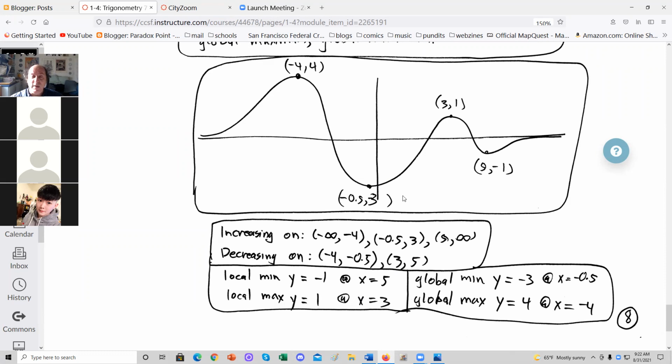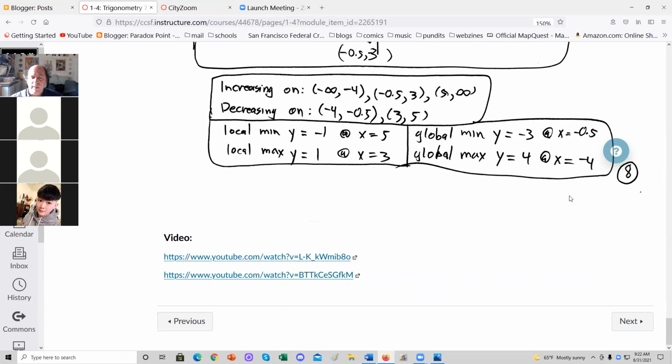The global minimum is here, y equals negative 3 at x equals negative 0.5. The global max is here, y equals 4 at x equals negative 4. Well, I do believe we're done here.